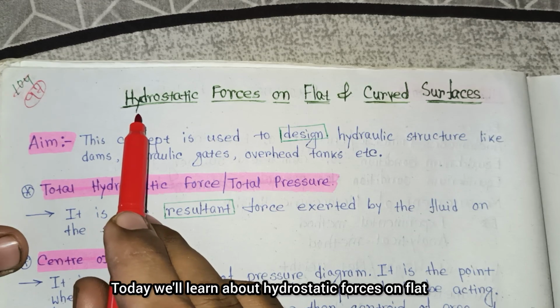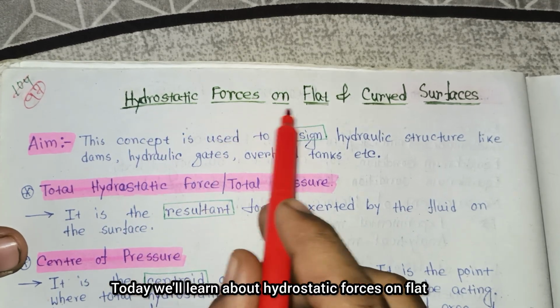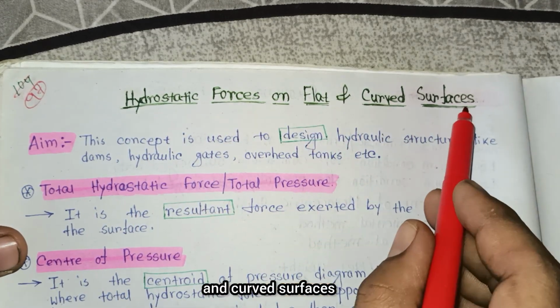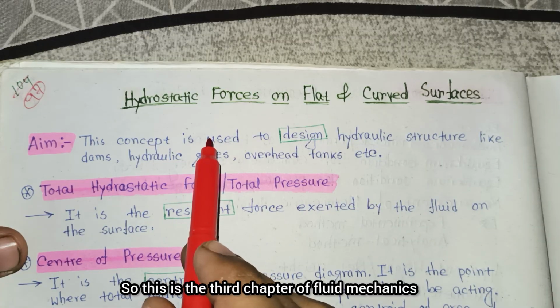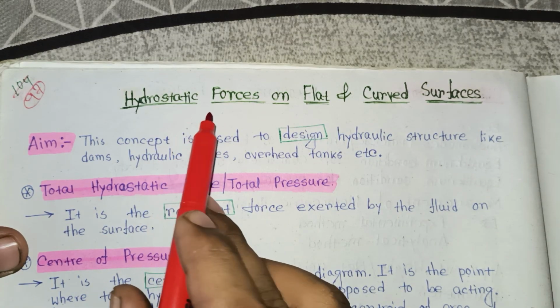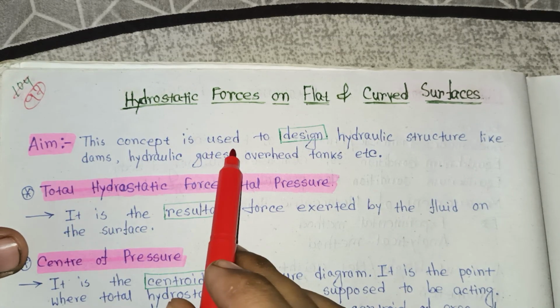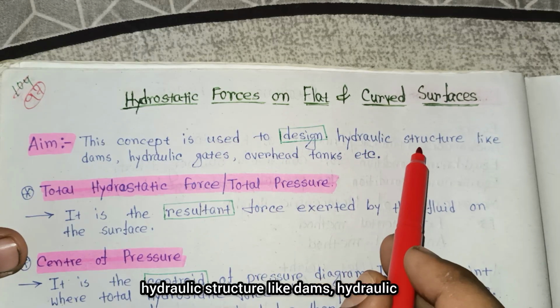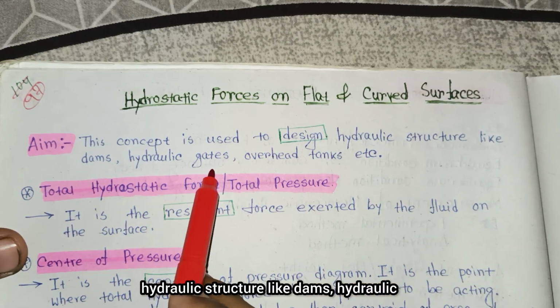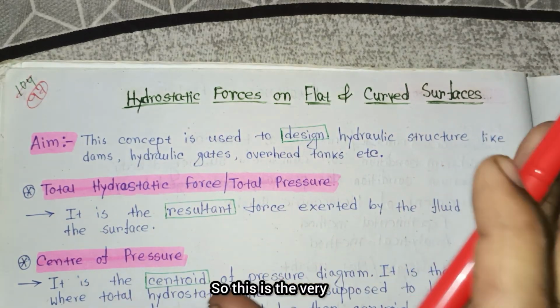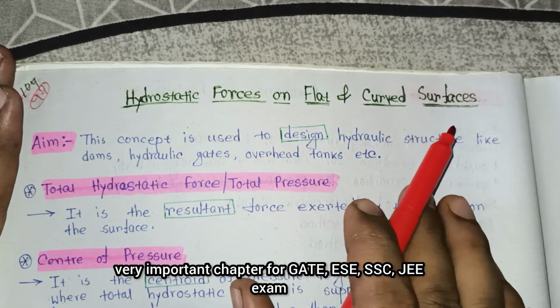Today we learn about hydrostatic forces on flat and curved surfaces. This is the third chapter of fluid mechanics, and it is very important. The aim of this chapter is to design hydraulic structures like dams, hydraulic gates, overhead tanks, etc. It is a very important chapter for GATE, ESE, SSC, JEE exams.